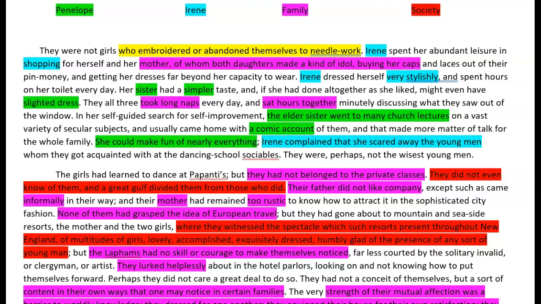So if you notice, the first weird thing is I highlighted something in yellow, and that's because it referred to both the girls rather than just one. And it's the only sentence that does that, so I didn't know what else to do with it, so I just left it yellow.